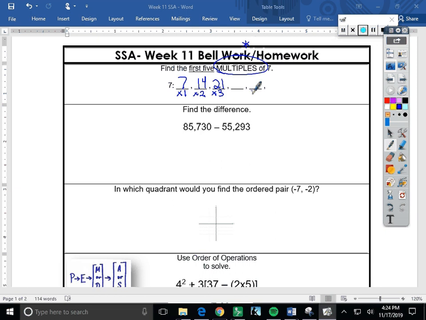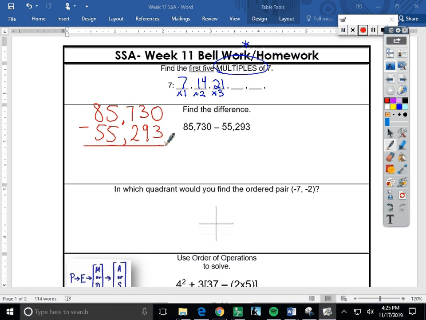It says find the difference. If you notice, we're given some whole numbers here. And it would be very difficult, I think, to do our subtraction unless maybe we went to an algorithm and stacked those numbers so that the place values are aligned. So I have 85,730, and I'm going to take away 55,293.